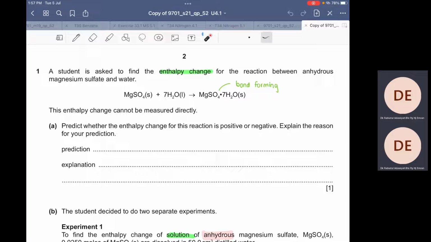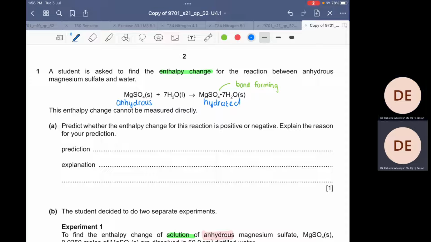So there are two types of magnesium sulfate here. The first one is the anhydrous, which means there's no water in that formula. And the magnesium sulfate with 7H2O is the hydrated. So just because there are 7H2O in that formula, it doesn't mean that it is an aqueous. Okay, it's a solid. The water is locked inside the solid as crystals. Okay, crystal like solid H2O.